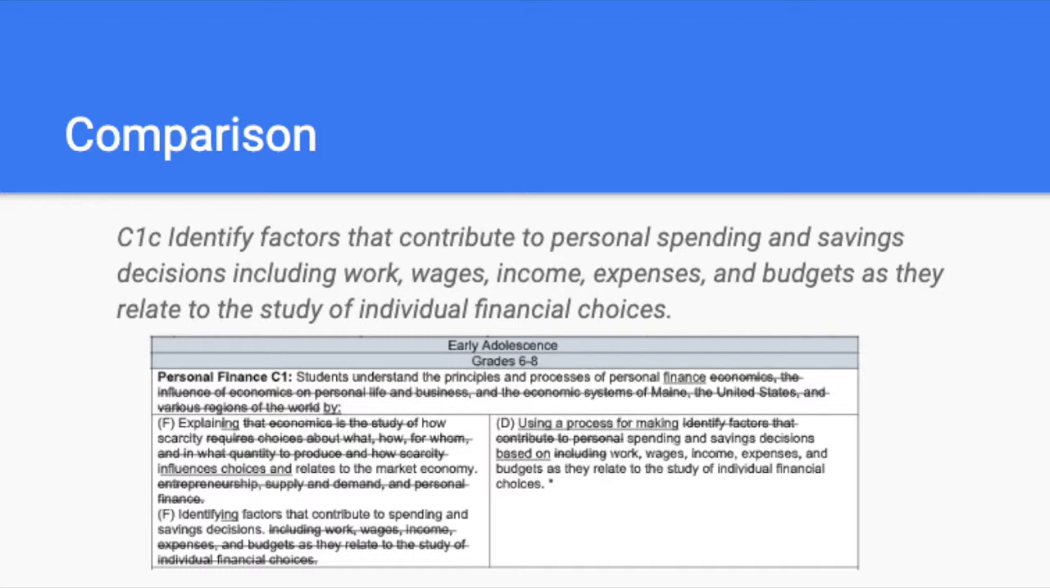The revised version is shown at the bottom of this slide. What we hope for in making this change is to be more specific about what students will do. If we look at C1 in the revised version, we see that students should be developing and using a process for making decisions based on factors. The effect should be that students identify factors, and examples are given, but the standard goes further, and rather than simply identifying factors, students will be doing personal finance by using a process to make decisions.